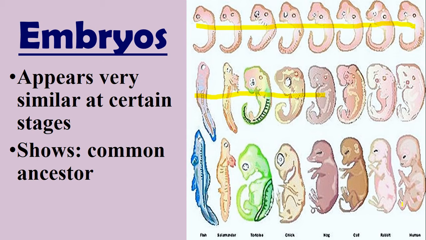It's not until later stages that you see this first one's a fish, the second one's a salamander, the last one's the human, and look at the rabbit right next to it and the cat. Right? Embryos in their early stages look really similar. So it's saying that we all had a common ancestor, that in the early stages, we all developed the same way.